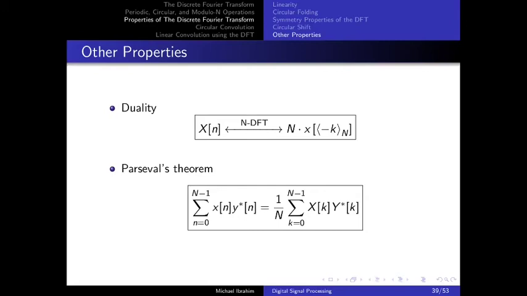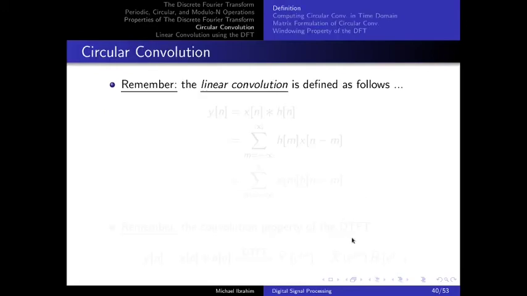It simply says that if you have two sequences, x of n and y of n, and you know their transforms X of k and Y of k, then the summation of x of n times y conjugate of n in time domain from 0 to N minus 1 is equal to 1 over N summation of k from 0 up to N minus 1 of Xk times Y conjugate of k. Of course, if x of n is equal to y of n, we will be getting summation of magnitude x of n squared, and here summation of magnitude X of k squared.